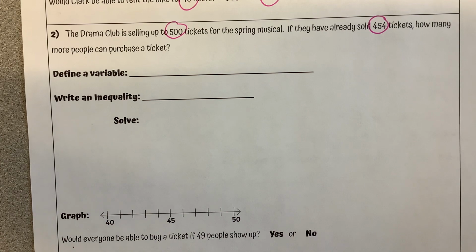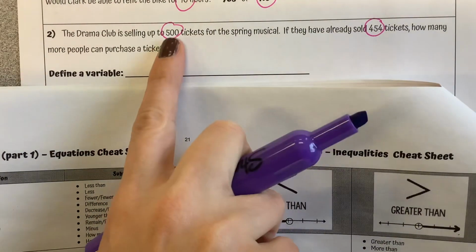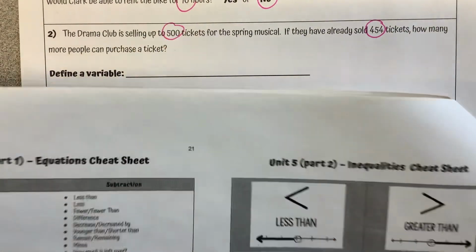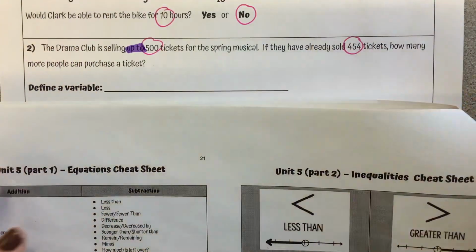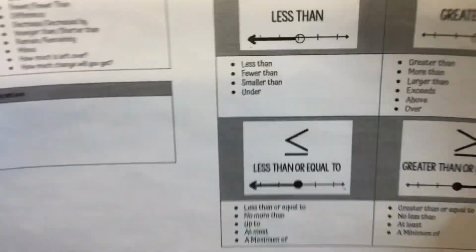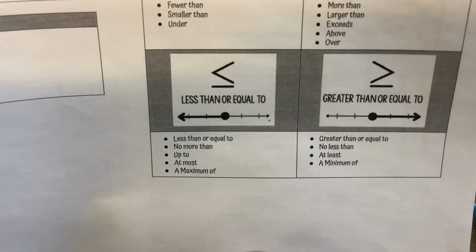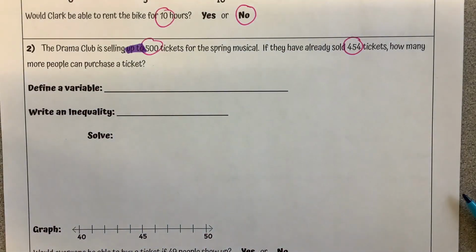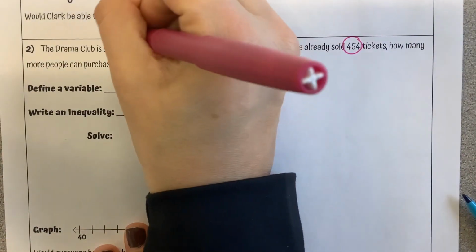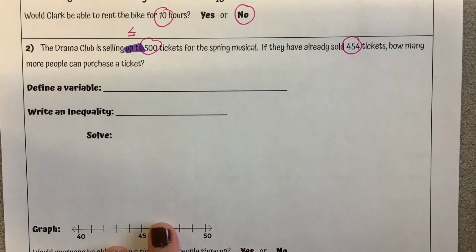Now we're going to look for the keywords. Looking for the inequality first. I noticed by our total amount that they want, I see the word up to. Right to the left of that total we have up to, and on our chart here, up to is right here, and that is less than or equal to. So I'm going to write that this is going to be less than or equal to.